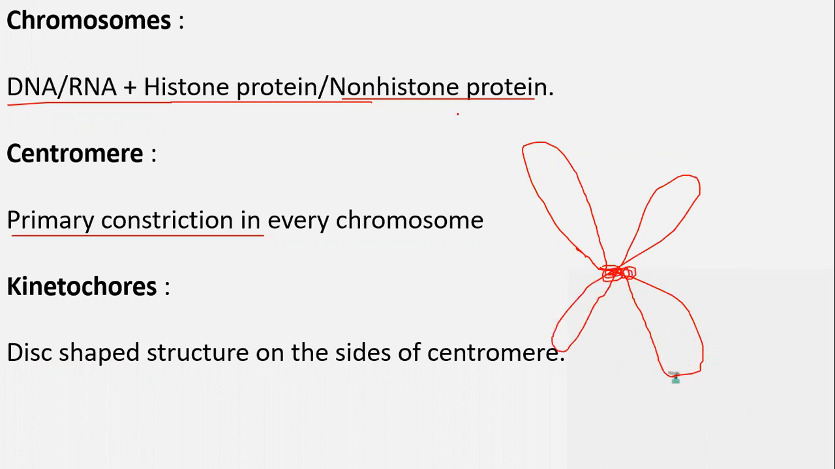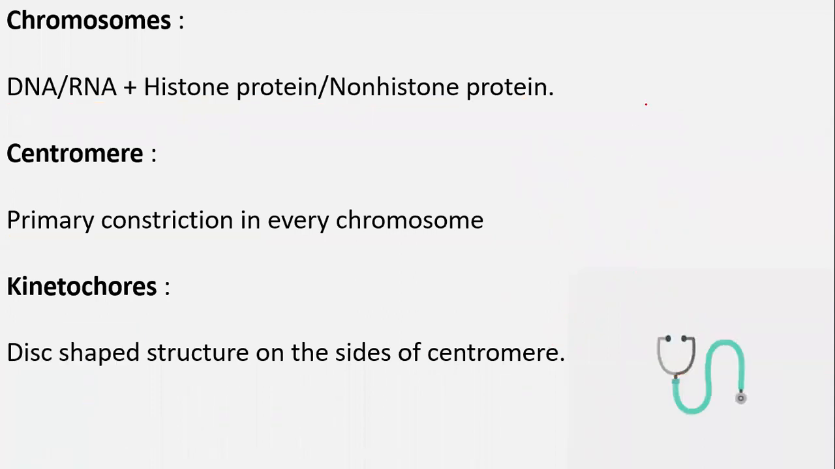So the small structure in the center, through which all the fibers get attached during spindle fiber formation, this small structure, what will you call it? The centromere. I'll make out a clear image for each one of you. Listen very carefully, everyone.